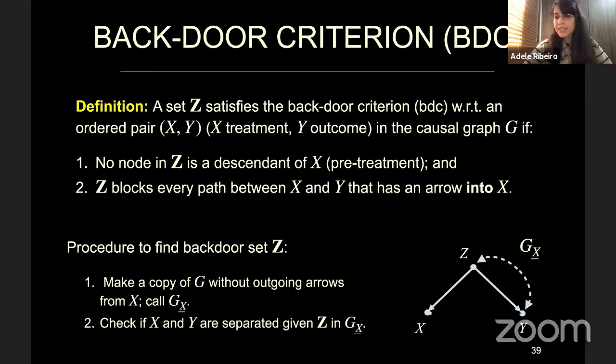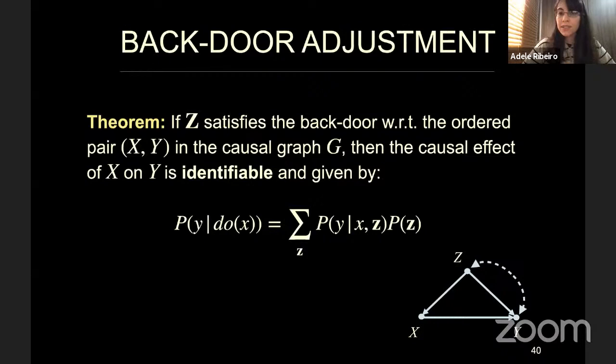So in this case, by conditioning on Z, we block this fork. So we have a fork here, and conditioning on Z, we block this one. There is another path here from X to Z through this bidirected arrow. So also conditioning on Z, we are blocking this other path. So in this case, the set that contains just the variable Z satisfies the backdoor criterion. If the set Z satisfies the backdoor criterion, then the effect of X on Y is identifiable, and it's given by this expression here.